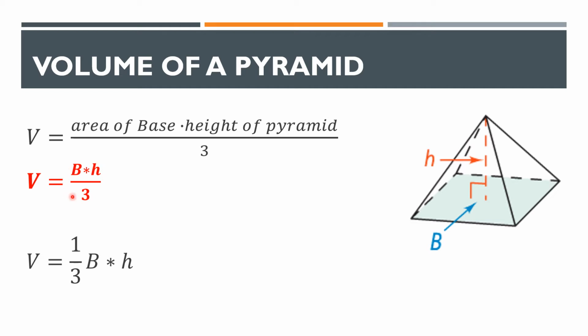I have a little formula sheet that I'll send out to you guys at some point soon that I believe says base times height divided by 3. So this is what you'll probably see more often. But if you hear me say 1/3 base times height, it all means the same thing, right? We find the volume of the prism and it's 1/3 of that, or it's divided by 3.